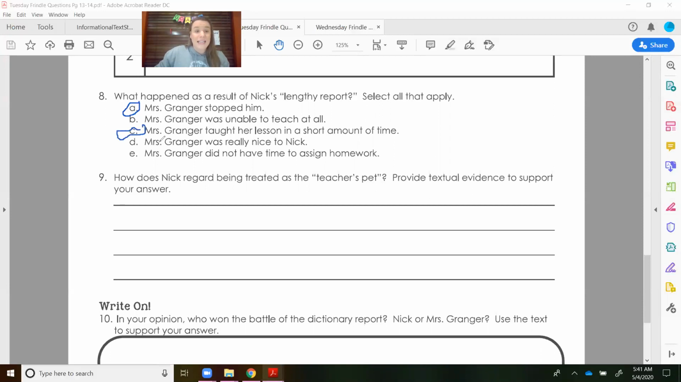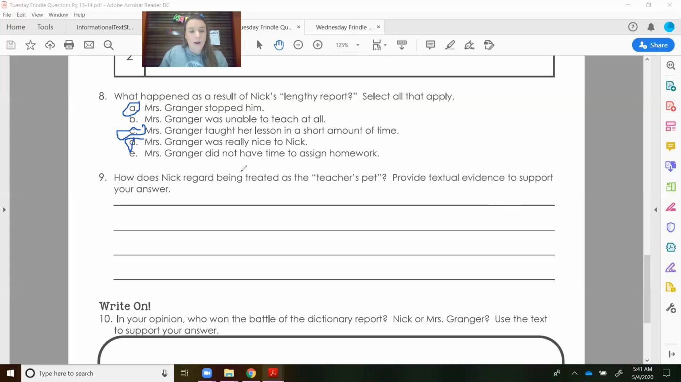So it's A, C, let's see. D, Miss Granger was really nice to Nick. Yes, Miss Granger was really nice to Nick, especially during his report. She was very nice. She didn't yell at him. She didn't get on to him. Didn't say, hey, your lesson was too long or your report was too long. She was super nice about him, but she still out-tricked him, even by being nice. And Miss Granger didn't have time to assign homework? Nope. She still assigned homework and she still taught a mini lesson.